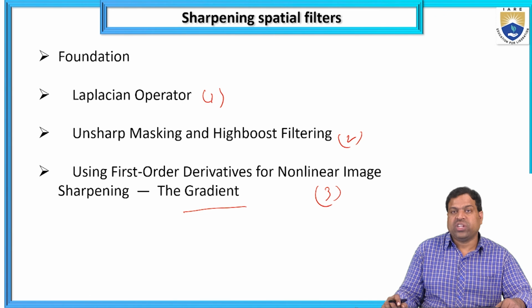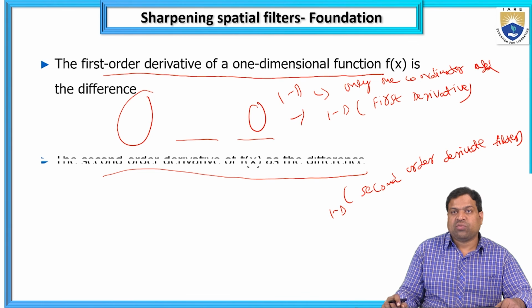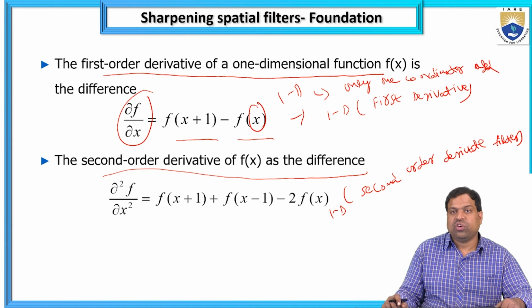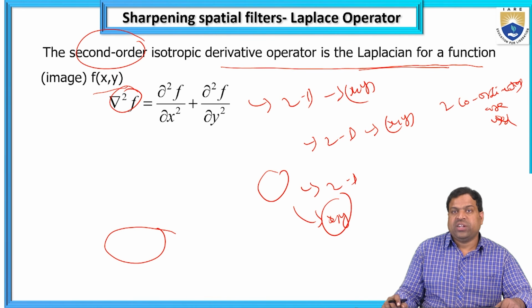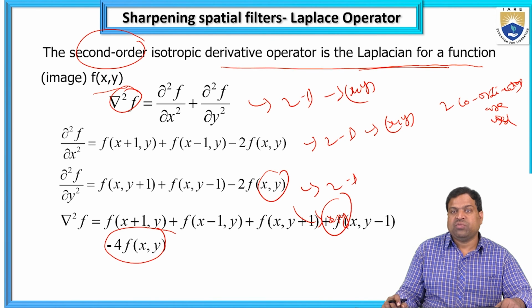So what are the foundations of the sharpening filter? The Laplacian operator, unsharp masking, and high boost filtering using the first order derivative for non-linear image sharpening. The first order derivative of the function is dou f by dou x equal to f of x plus 1 minus f of x. The second order derivative is dou square f by dou x square equal to f of x plus 1 plus f of x minus 1 minus 2 into f of x. Okay, it is one example of the ramp and step function, and it is the second derivative equation in 2D.